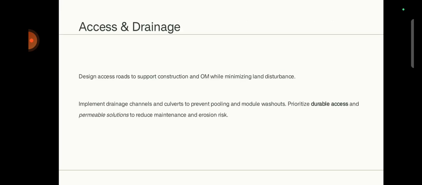Access and drainage. Design access routes to support construction and O&M while minimizing land disturbance. Implement drainage canals and culverts to prevent pooling and module washouts. Prioritize durable access and permittable solutions to reduce maintenance and erosion risk.